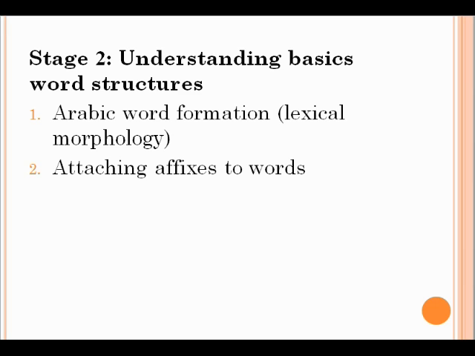This can be done in 2 separate processes. The Arabic word formation, which is taking a root of 3 to 4 letters, attaching letters to it based on a certain pattern, and building a new word from that root, which is slightly different in meaning but still connected to the meaning of the root. The second process is attaching affixes. These are small words which you can attach to these newly built words.